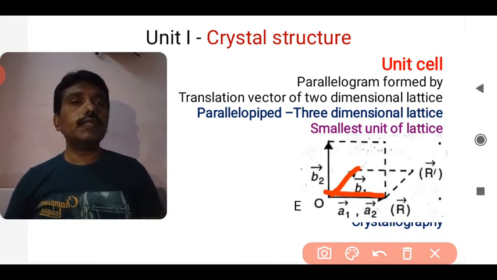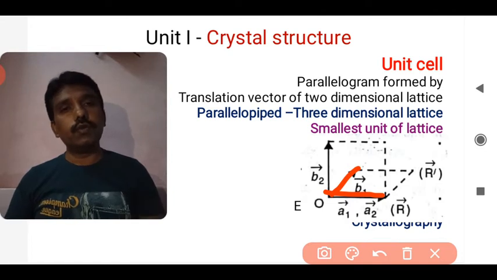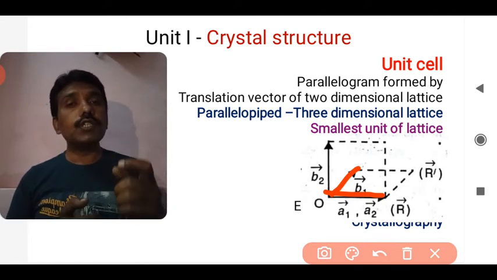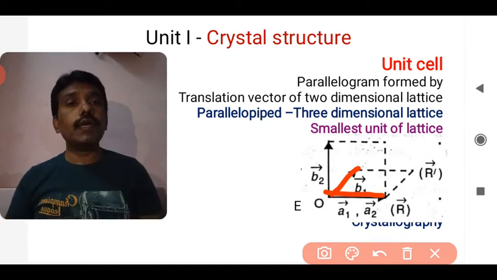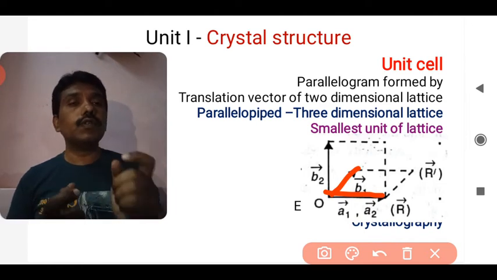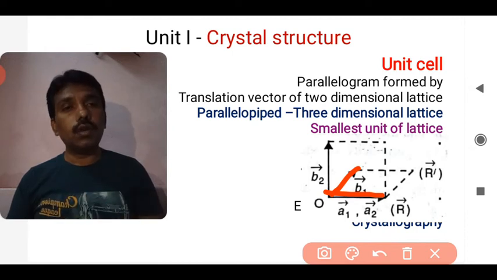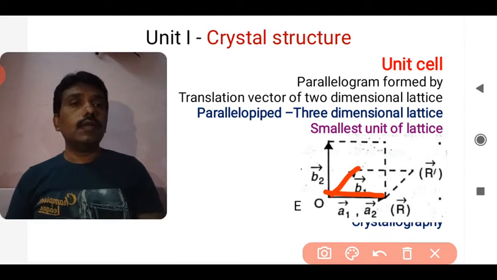Now, as far as the unit cell is concerned, if these translation vectors form a parallelogram, and I am talking about the two-dimensional case only, that is, the two-dimensional lattice, then such a cell is called the unit cell for that two-dimensional lattice.